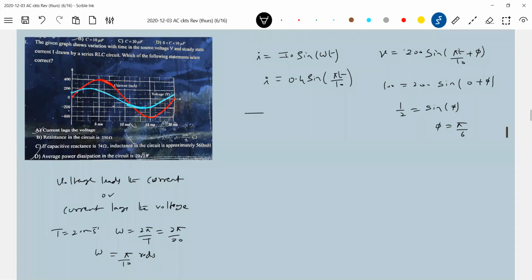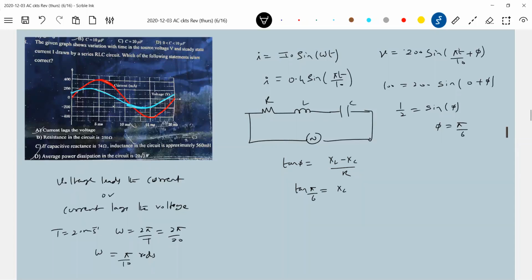As the circuit contains a resistor, inductor, and capacitor, what should tan phi be equal to? That's one equation. So tan pi by 6 equals XL minus XC by R. So there's one equation.